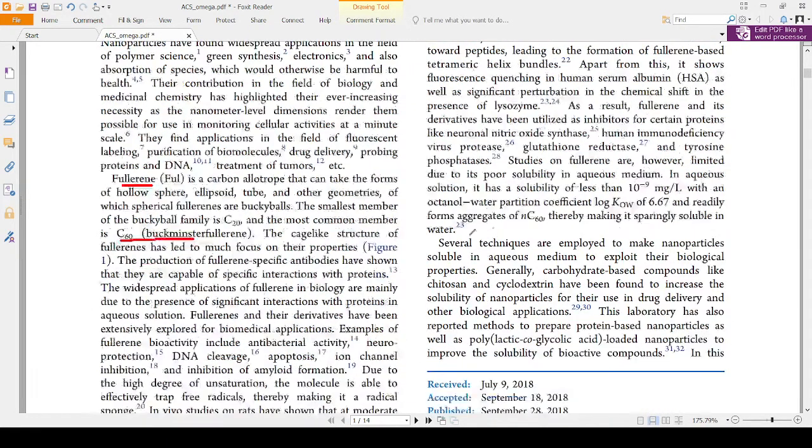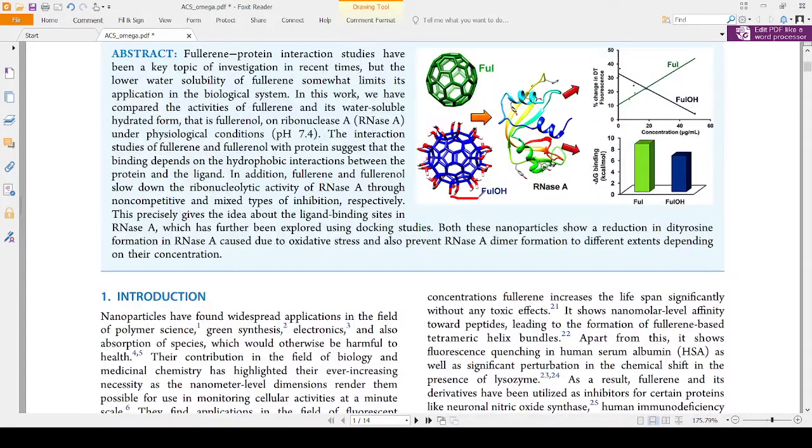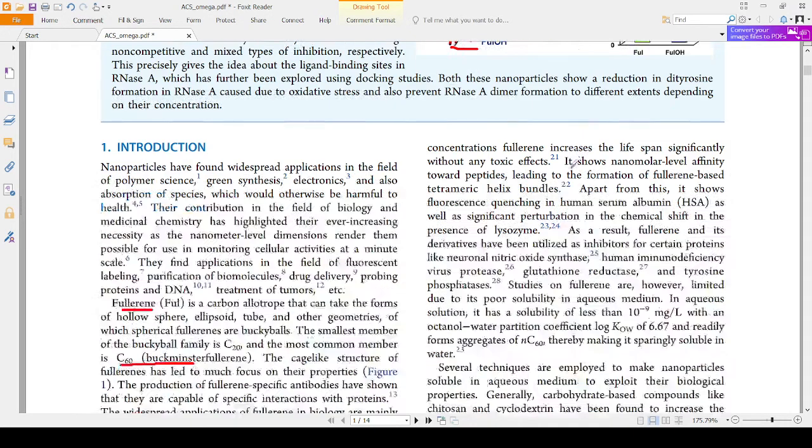Now, apart from fullerene, there is another substance, its hydroxylated moiety called fullerenol. This fullerenol has multiple hydroxyl groups. As you can think, fullerene, being a completely hydrophobic moiety, might not be able to interact with RNase A. That's why researchers have developed fullerenol, which has multiple hydroxyl groups. In this paper, they have tried to compare the effect of the molecule without any hydroxyl groups as well as the hydroxylated one on the RNase A protein.